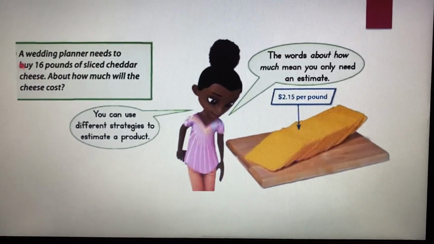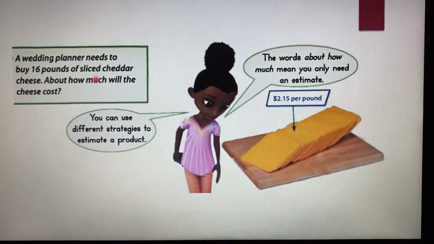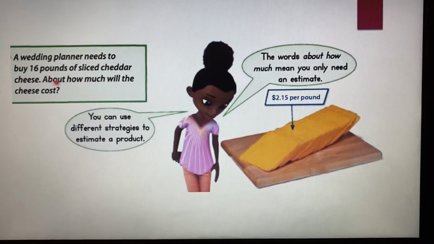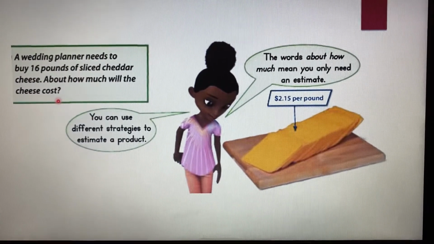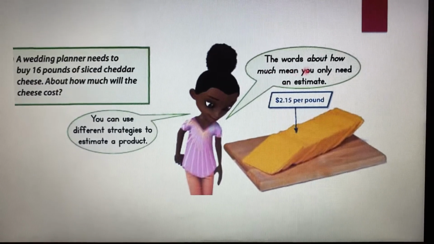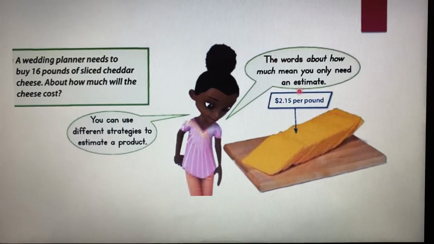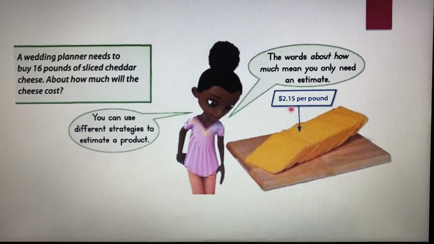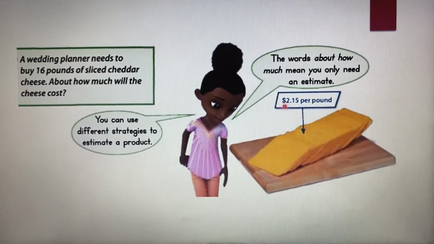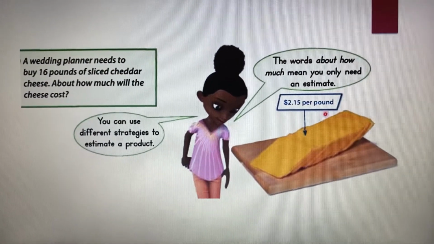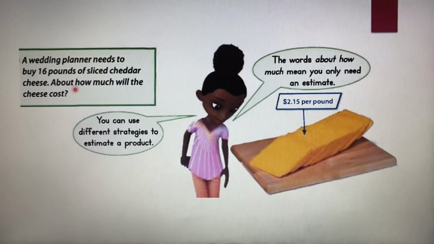Let's take the second question. A wedding planner needs to buy 16 pounds of sliced cheddar cheese. About how much will that cheese cost? The words about how much mean you only need an estimate. So she has to pay $2.15 per pound. So here I have 16 times 2.15.